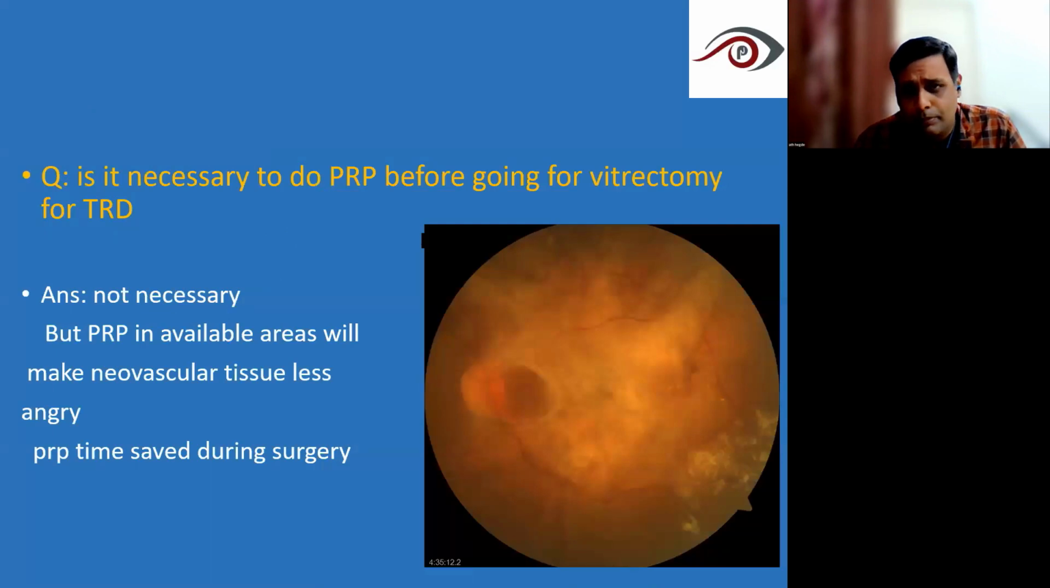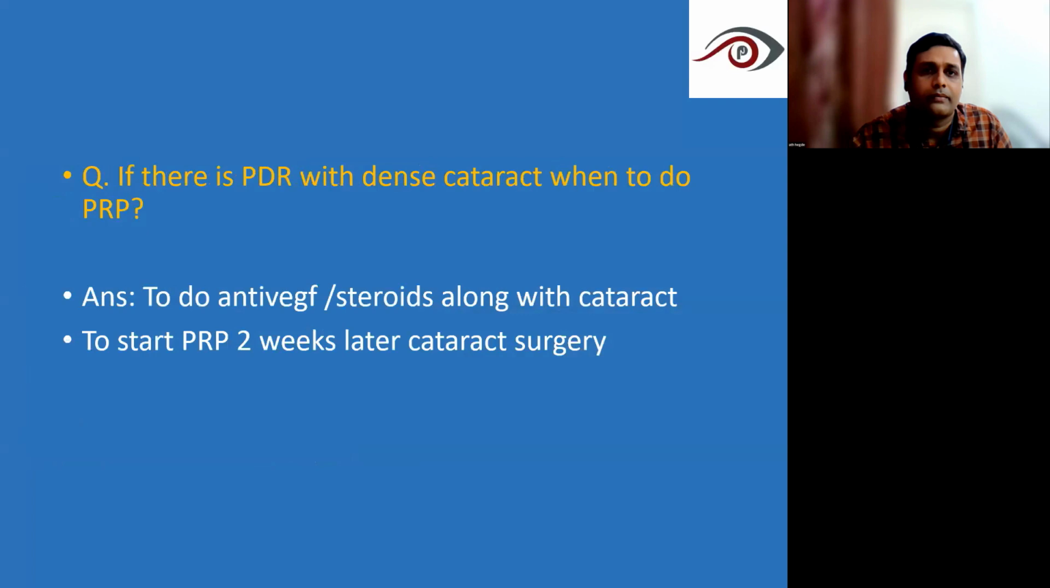Is it necessary to do PRP before going for vitrectomy for TRD? Not necessarily. The advantage of doing the PRP, if you have a clear area where you can do the laser, is that it will help decrease the vascularity of the new blood vessels. And going inside, it will be very easy to do a vitrectomy, because the chances of bleeding will decrease. It also saves your time for doing the PRP intraoperatively.